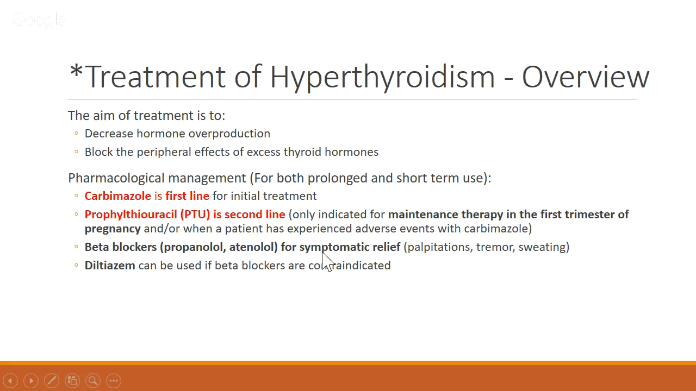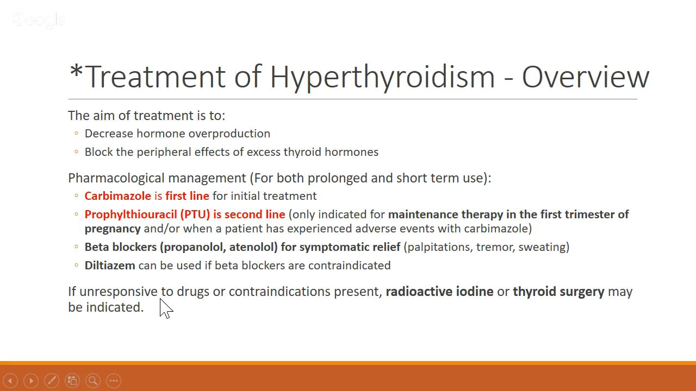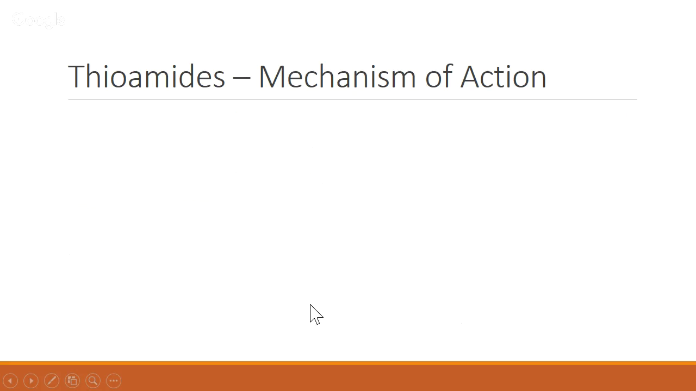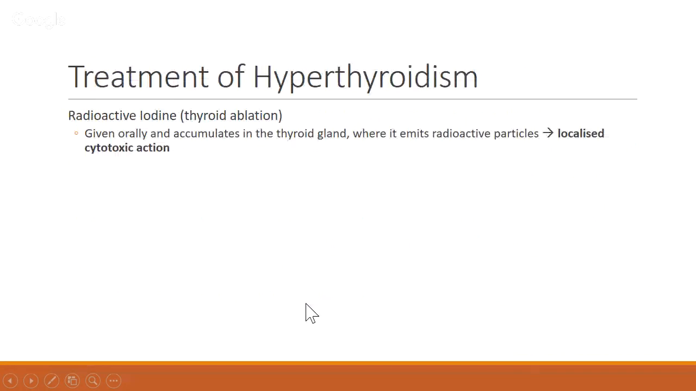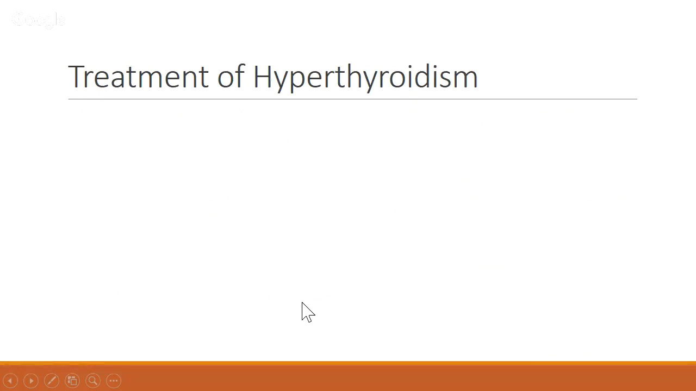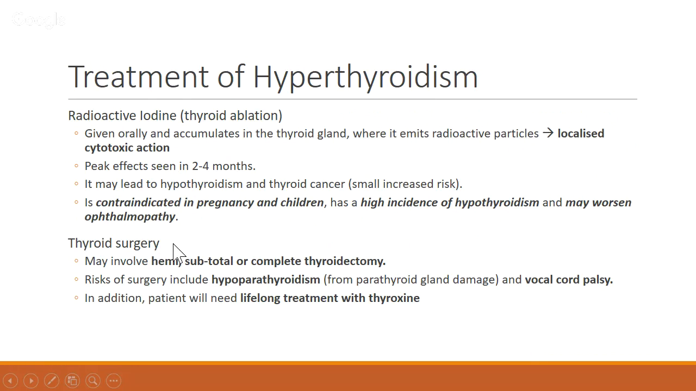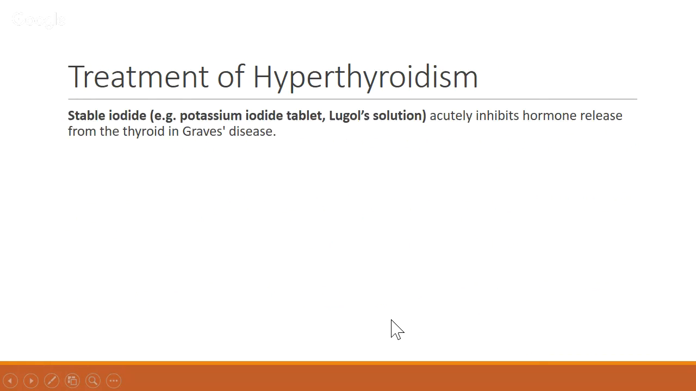And beta blockers can be used for symptomatic relief, right? Because they can stop the tremors and stuff. So this is first line treatment. If this fails, you can proceed on to radioactive iodine or thyroid surgery. These are the details; I will not cover them. Importantly, for thyroid surgery, if you're removing the thyroid in hyperthyroidism, you can cause hypothyroidism, right? So the patient will probably need treatment with thyroxine, which is T4, lifelong.